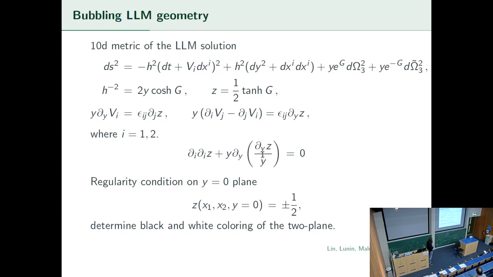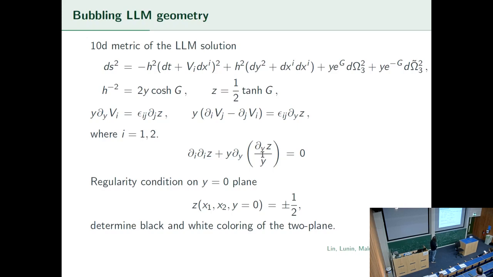So this solution is smooth, and that imposes a certain boundary condition on the plane y equals 0. The condition is such that z can take values plus and minus 1/2 on this plane, and that physically determines which one of these two S3 spheres shrinks smoothly. This boundary condition can be graphically depicted in the coloring of the x1, x2 plane into black and white regions.